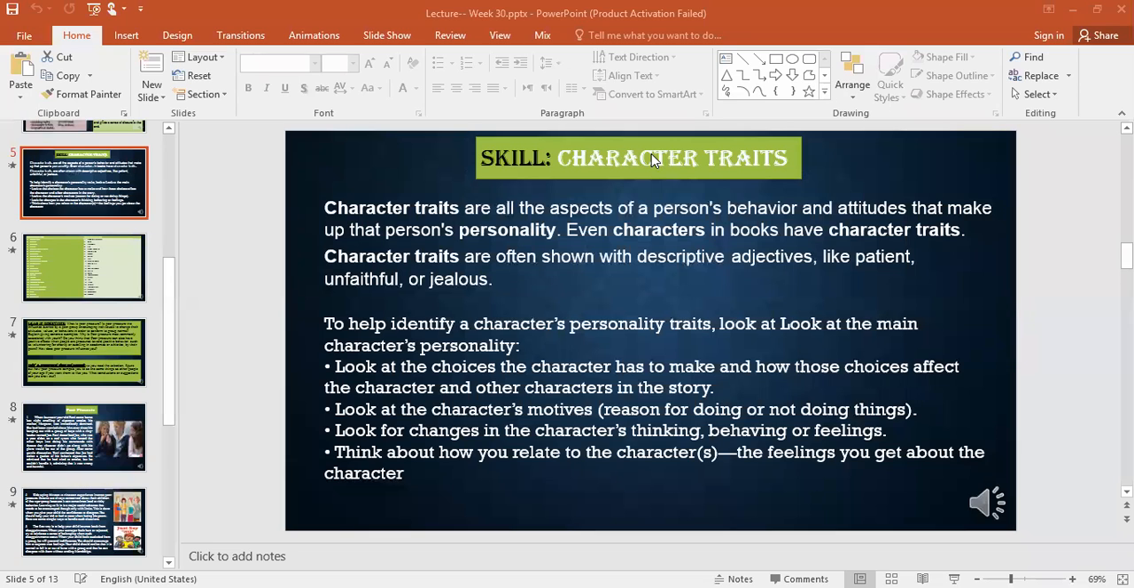So I repeat, when I say character traits, it means I am describing the inner traits of someone. The traits that I cannot see on this person's face, on his outer appearance. I describe the traits that I can notice through his behavior and his attitude. Okay?